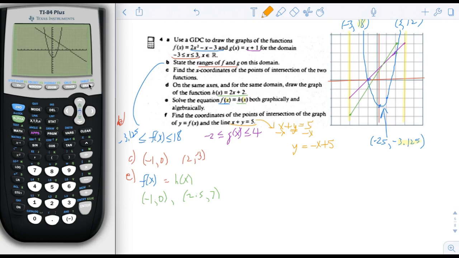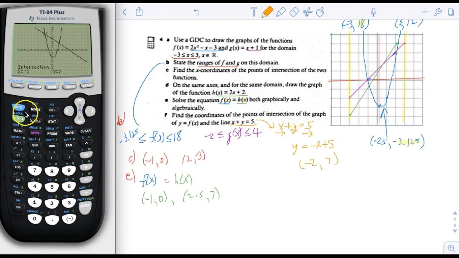Okay, and now I'm going to find the intersection of this one. How do I do that? I do second calc intersect. First curve parabola, yes. Second curve negative x plus 5 is a line, yes. And the guess, I'm going to put it closer to the left intersection. And the first intersection is negative 2 comma 7.